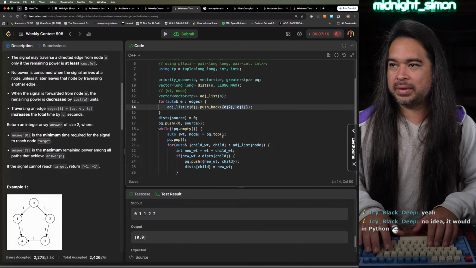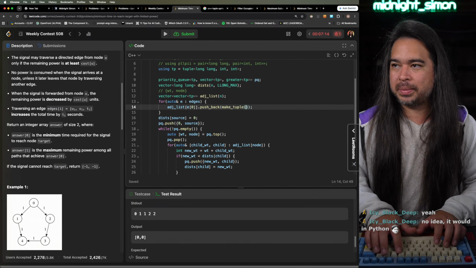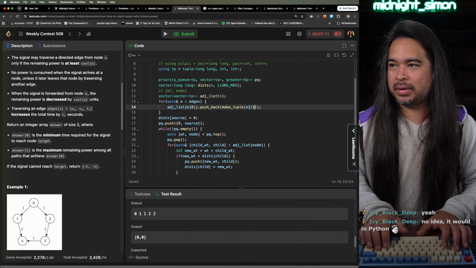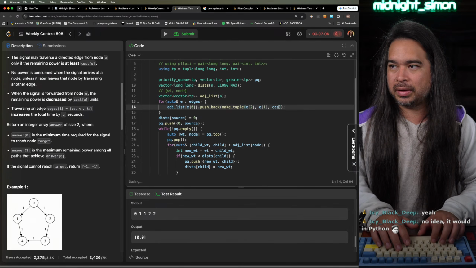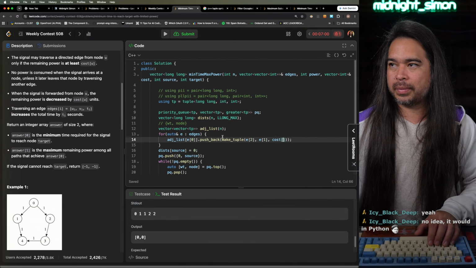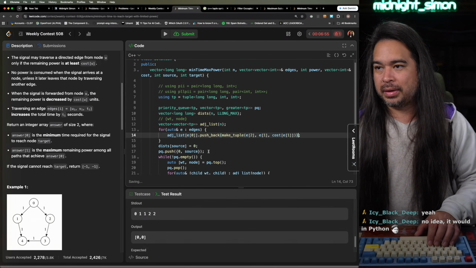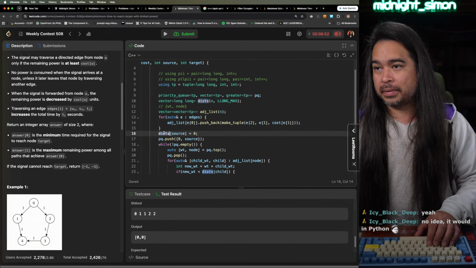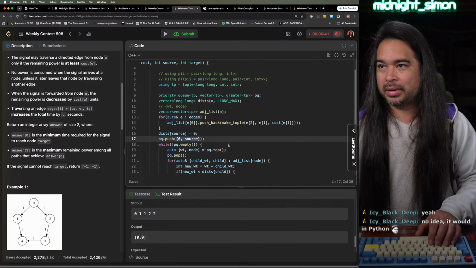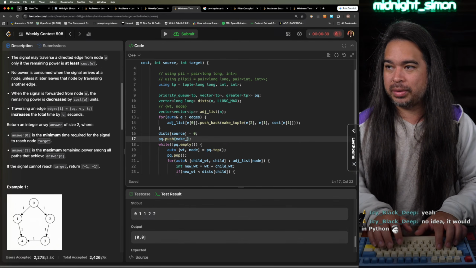So I guess here it would be like make tuple, and E2, it would be E1, and then cost. Where's the edge here? E1 is the edge. This problem's too hard, man. Priority queue, and we gotta do a make tuple.